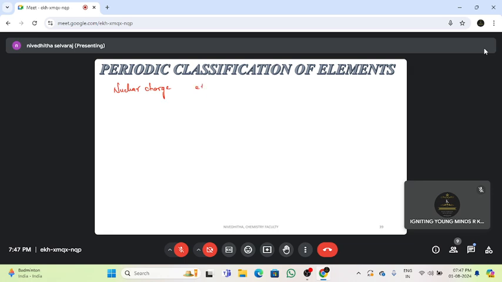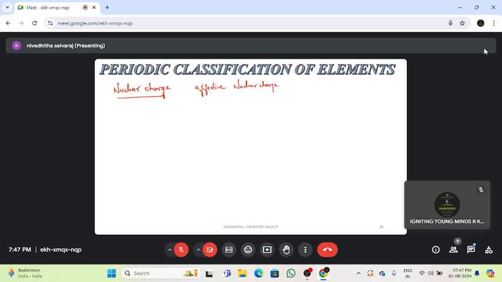Nuclear charge and effective nuclear charge. They are 2 different terms. Nuclear charge is nothing but the charge of the nucleus. How will the nucleus get its charge? From the proton, right? Because in every nucleus there will be proton and neutron, but there is no charge for the neutron. Only the proton has charge, which is positive charge, right? So the charge of the nucleus is only due to the presence of proton.